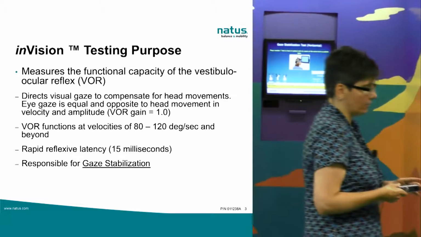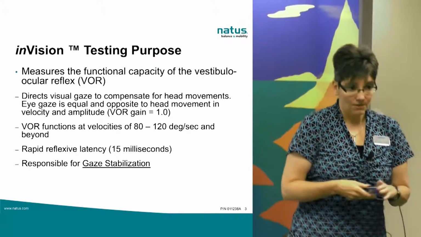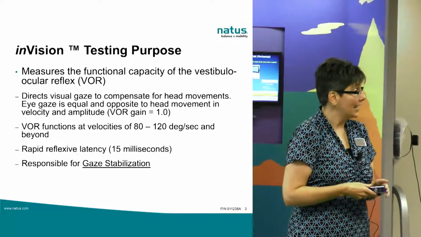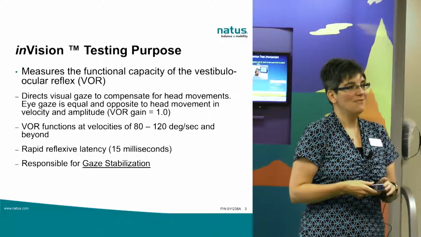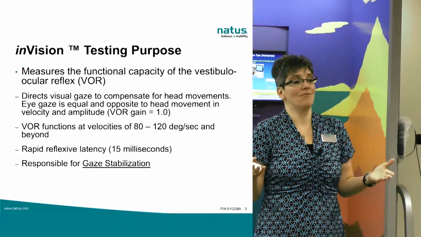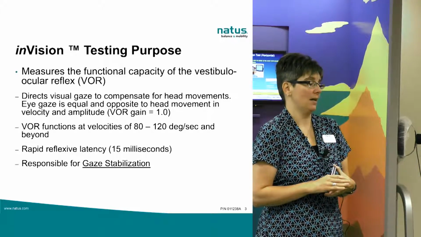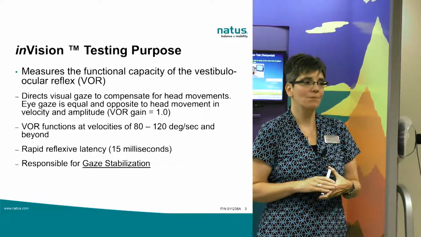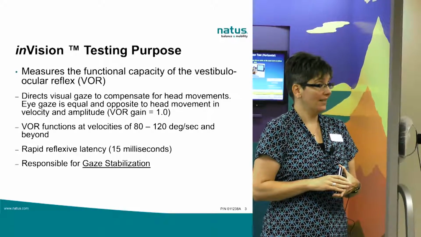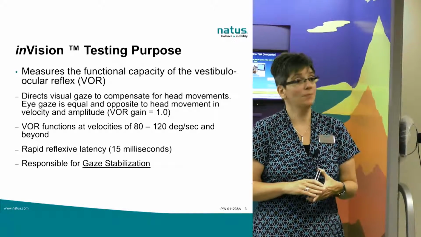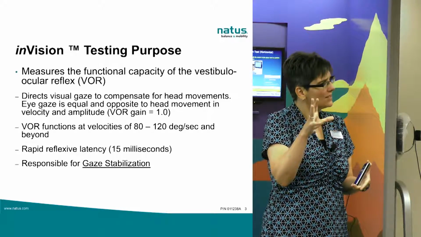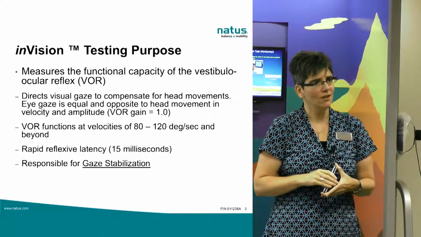VOR in general. The vestibuloocular reflex is one of the fastest reflexes that we have in the body, and it needs to be very, very accurate. What happens to patients if their VOR is not working? What do they complain about? Blurred vision during head movement. Blurry vision or that their visual field doesn't seem stable to them as they're turning their head.